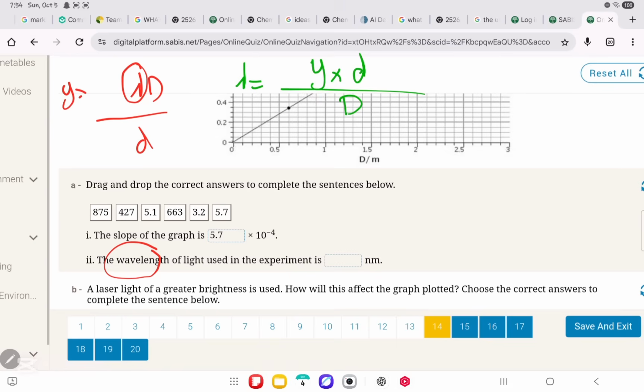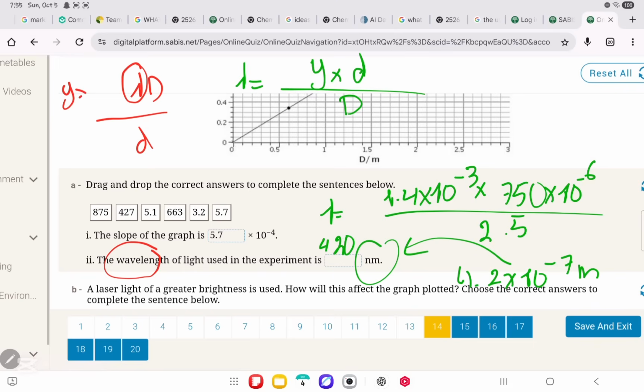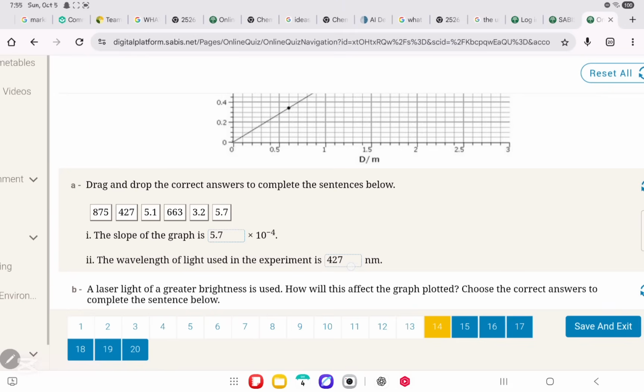So very simply, lambda equals y. We chose the y before to be 1.4 times 10 to the power of minus 3, times small d. Small d was 750 times 10 to the power of minus 6, divided by the capital D, which we chose to be 2.5. Now put it on the calculator. What do you get as an answer? 1.4 times 10 to the power of minus 3 times 750 times 10 to the power of minus 6 over 2.5. This will yield an answer of 4.2 times 10 to the minus 7 meters. Change it, of course, into nanometers, and it will become 420 nanometers. So you will choose the closest possible answer, which is 427 nanometers.